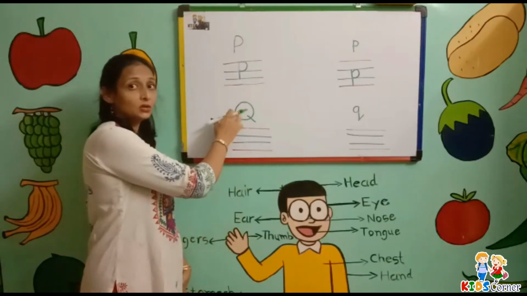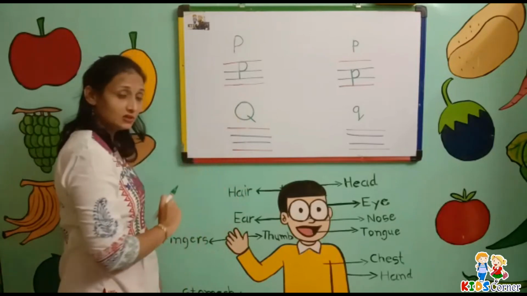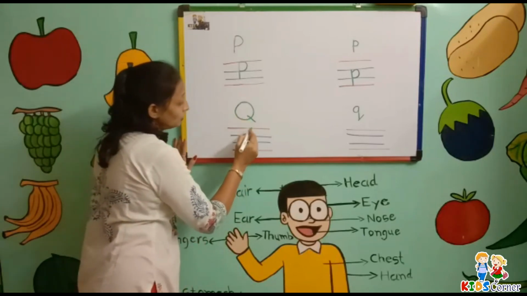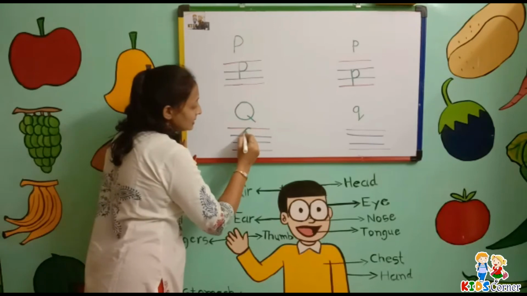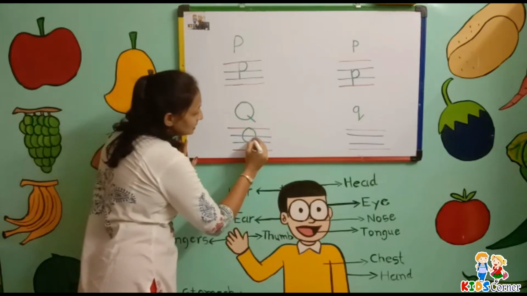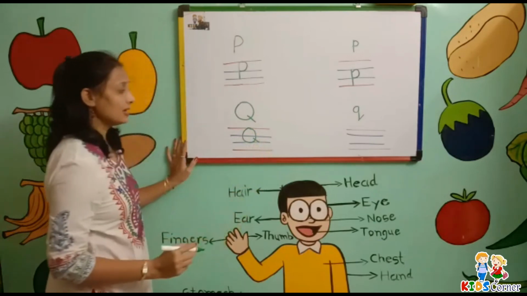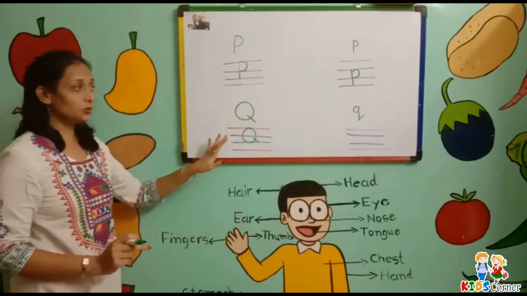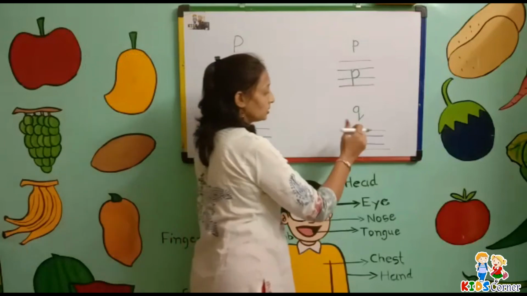And this is Q. So let's start with Q. Q, we'll make a circle from the red line to the blue line and a small slanting line in between the two blue lines. This is capital Q and this is small q.